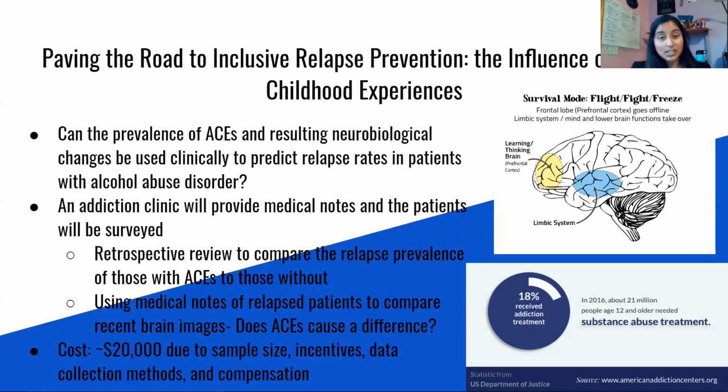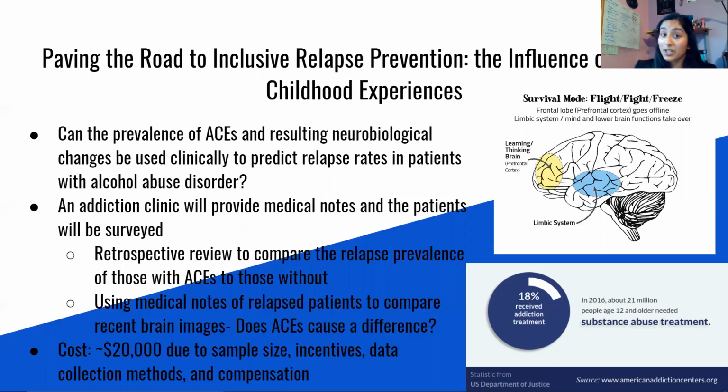So the way we'd want to do this is we would want to find an addiction clinic willing to let us use their patients, and we would want to run a retrospective review by surveying the patients regarding their relapse and their possible adverse childhood experiences. From there, we would want to decide whether or not we want to pull their medical notes in order to look at certain brain imaging upon their admission into this clinic.